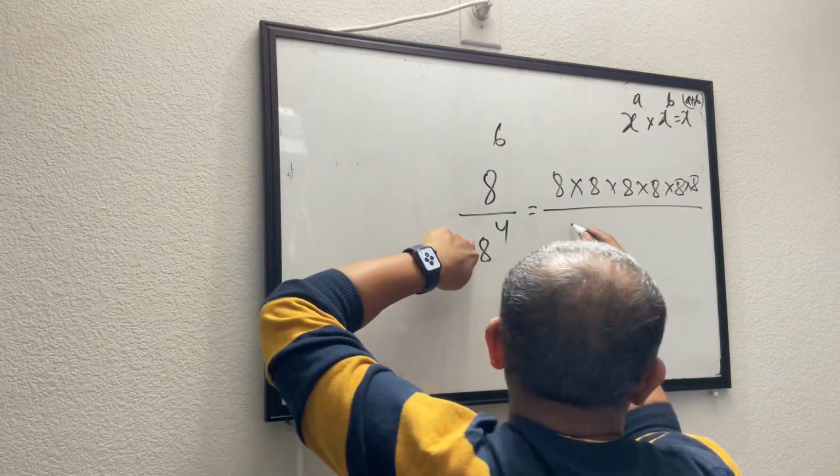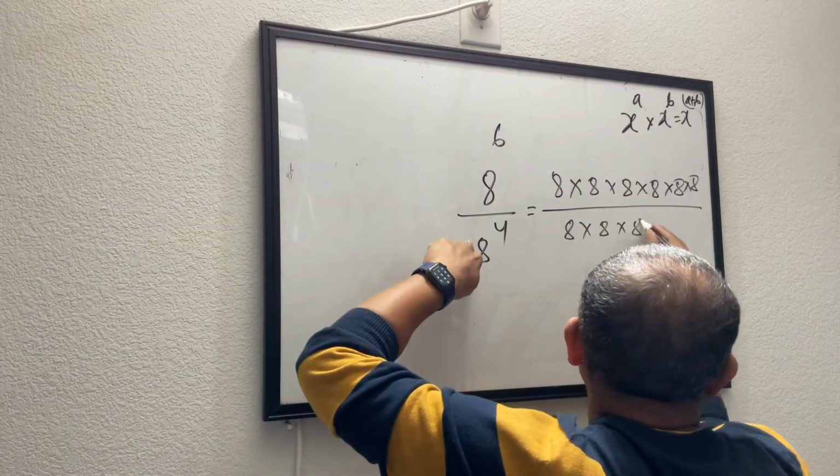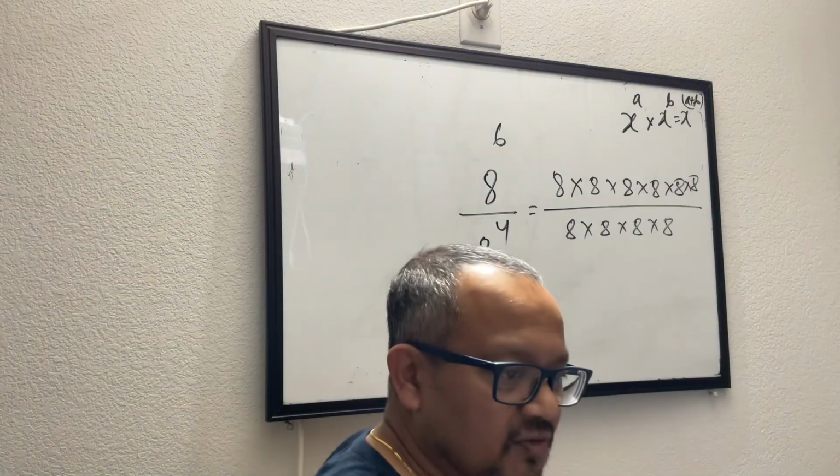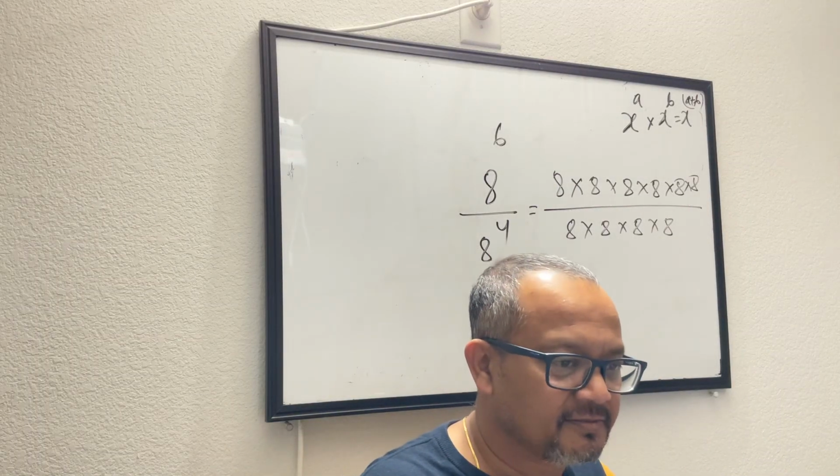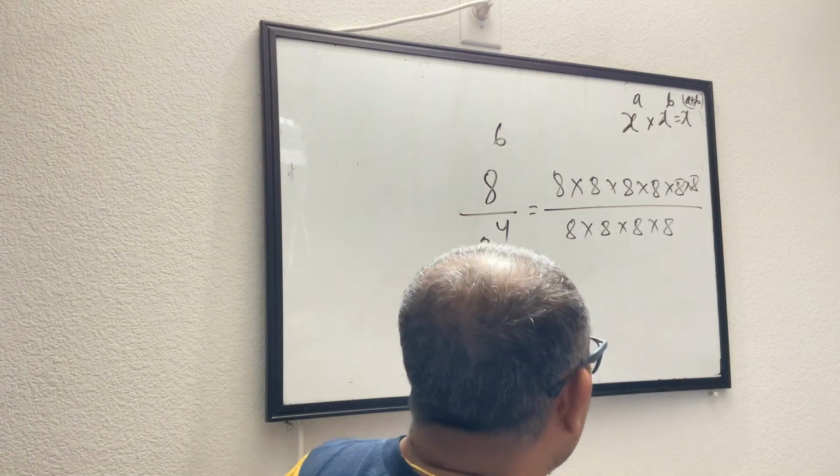8 to the power 4, that is 8 into 8 into 8 into 8, 4 times. So far looks okay? Nothing scary. Halloween is over. Yeah? Okay. Now it's time to play.